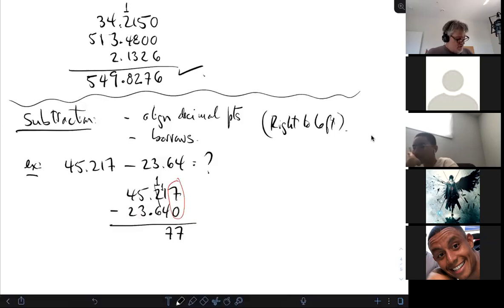Now I have to subtract 1 minus 6. Again, I need to borrow. So I'm going to take 1 out here. That leaves 4. That's 10 more in this column. So that's 11 minus 6 is 5. My decimal point is right there. 4 minus 3 is 1. I'm happy. 4 minus 2 is 2. So that should be 21.577. Okay. So again, I've just illustrated those borrows.